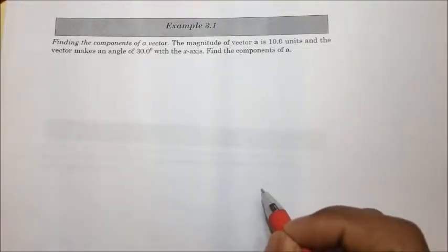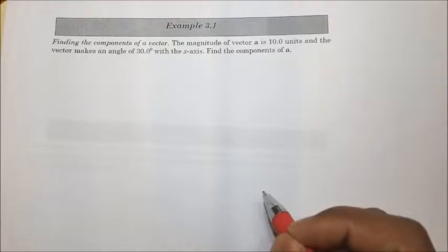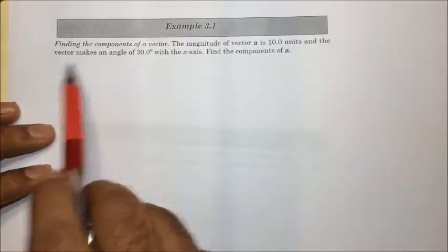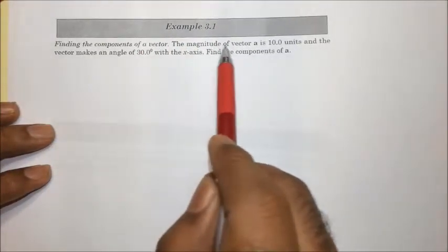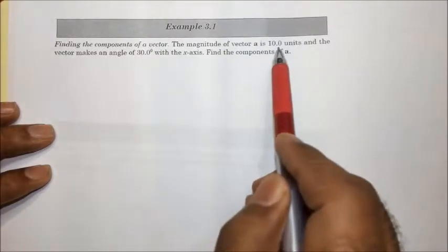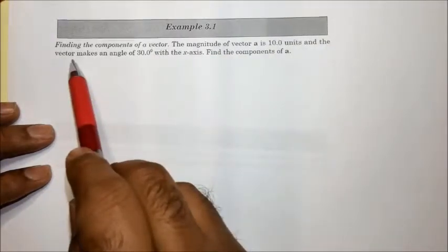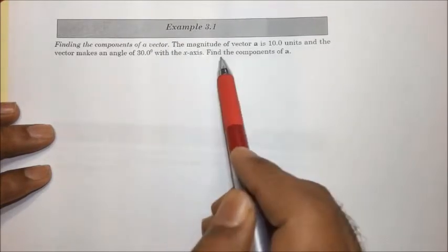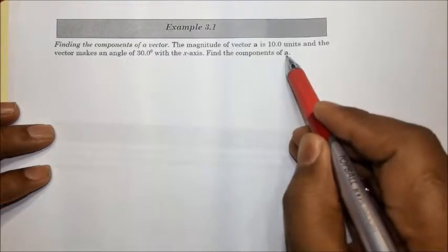Welcome to Physics 310, and in this section we will learn how to solve problems related to vectors. So this is chapter 3 and we are going to do example problems of chapter 3. This is example 3.1. It says the magnitude of vector A is 10 units and the vector makes an angle of 30 degrees with the x-axis. Find the components of vector A.